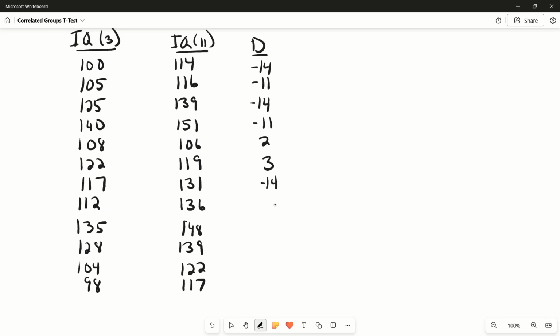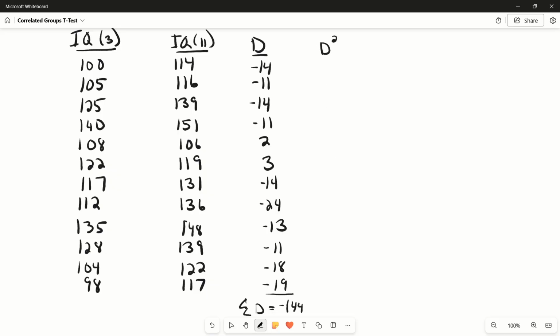So we're doing before minus after. And we're going to add those difference scores up and get the sum of the difference scores. And when we do the sum of the difference scores, we get negative 144.